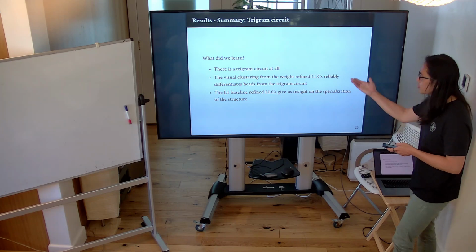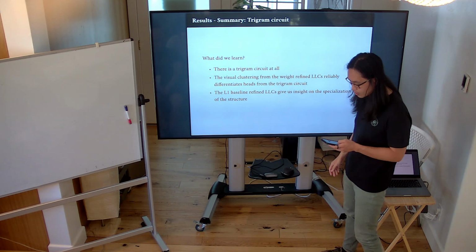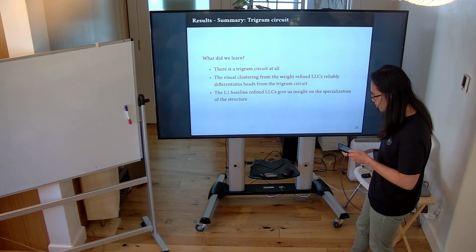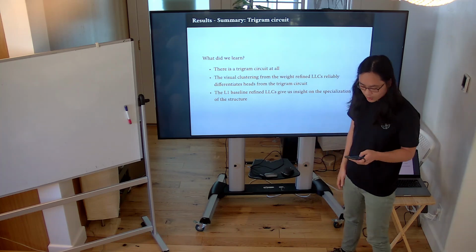Okay, so what did we learn from this example? Well, first is that there's a trigram circuit at all, which was not known before, as far as we know. It was previously known that these models could do trigram prediction, but the actual mechanism behind this wasn't previously studied.